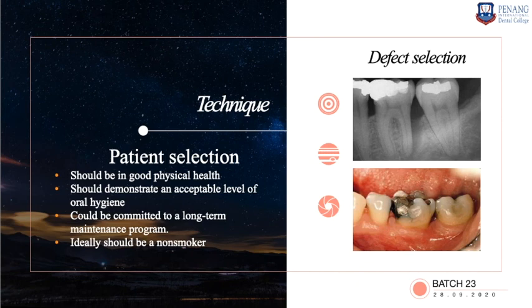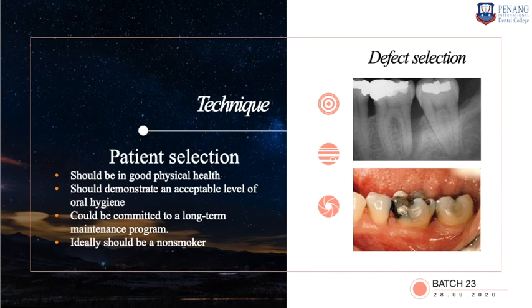When it comes to defect selection, the ideal defect for a regenerative procedure will be a deep intrabony defect with either a 2-wall or 3-wall defect, which is a better choice for a regenerative procedure rather than a 1-wall defect or a shallow intrabony defect. Shallow intrabony defects and 1-wall defects should be treated with resective surgeries rather than regenerative procedures.